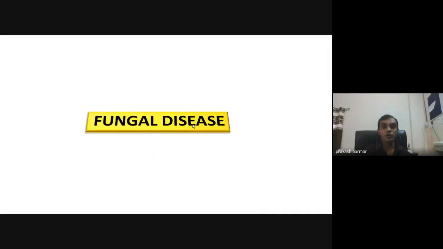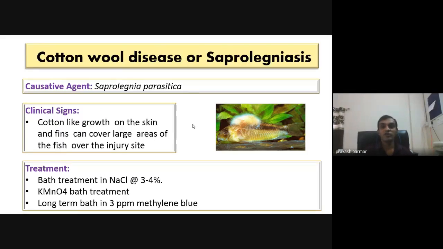Now let us talk about some of the common fungal diseases. These fungal diseases are generally due to their saprophytic nature. So fungi are saprophytic basically. Cotton wool disease, or Saprolegniasis, the causative agent is Saprolegnia parasitica, and it's easily identified based on the cotton-like growth over the fish skin or on the fins. So it's very easy to diagnose cotton wool disease. Here we can treat it with a salt solution, common salt, and Kamdhenu treatment can be used.